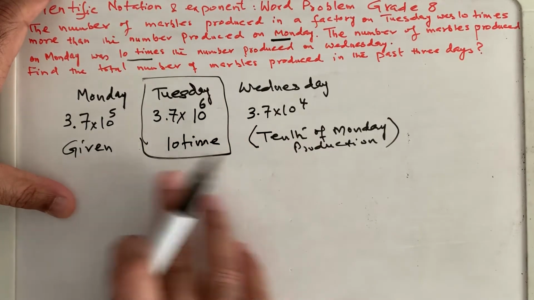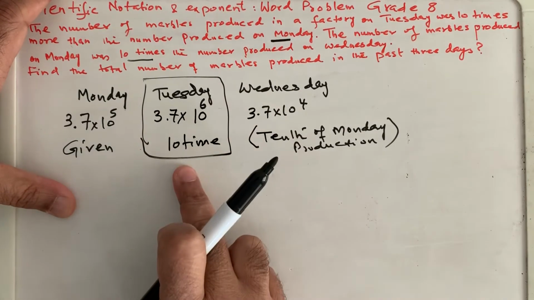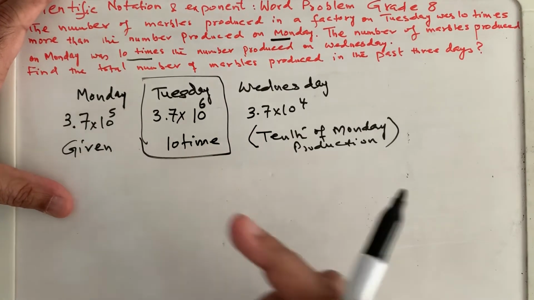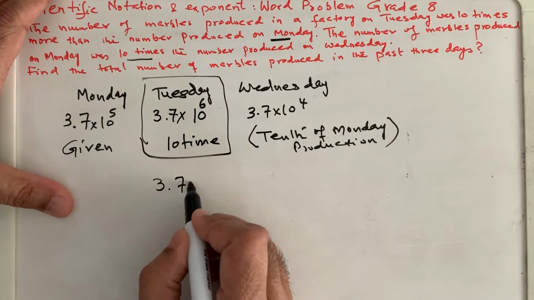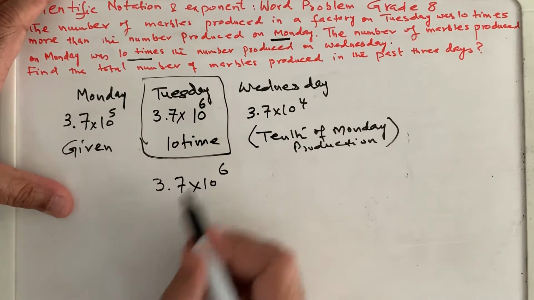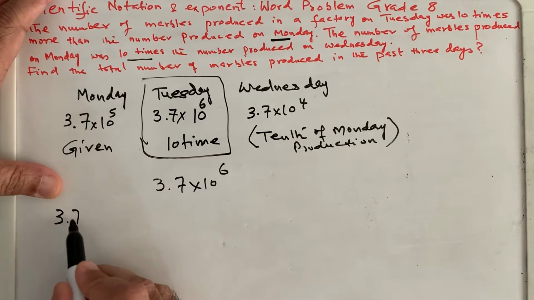Can I make all of these expressions, the Monday and Tuesday production, in terms of 10 to the power 6? Yes, I can make it, right? So how? We will see. So this is my Tuesday production, right? And this is my Monday production.